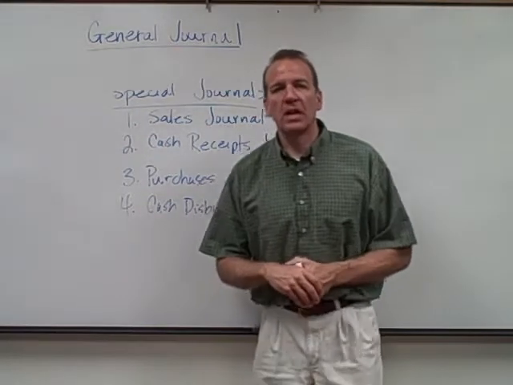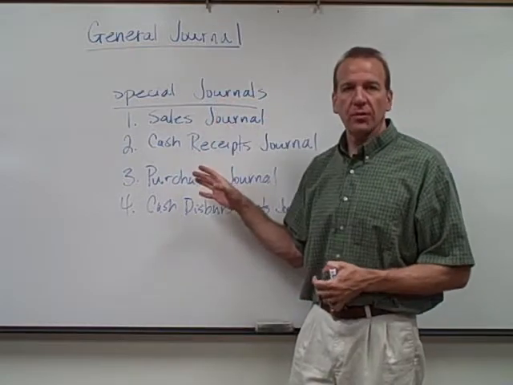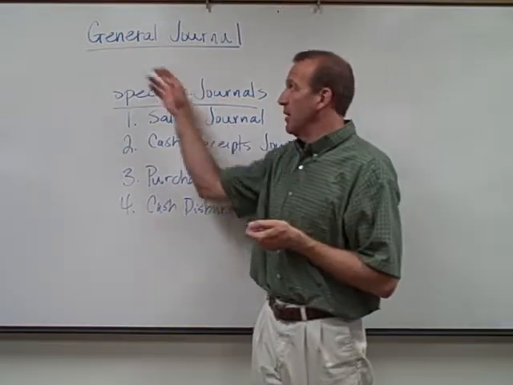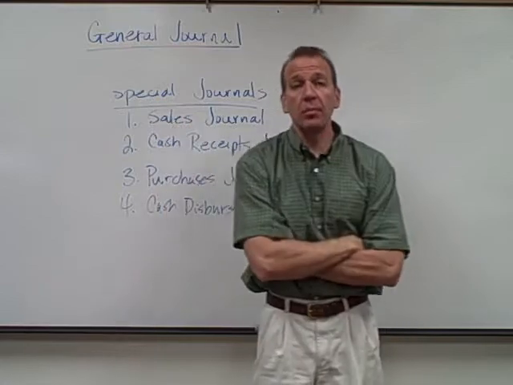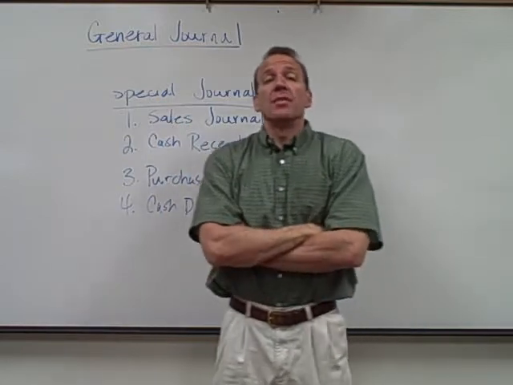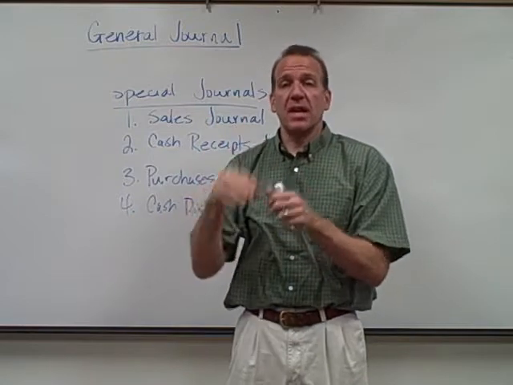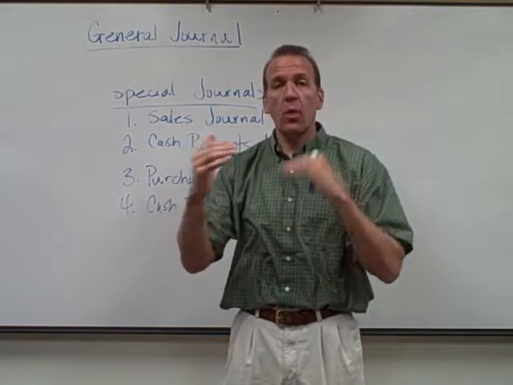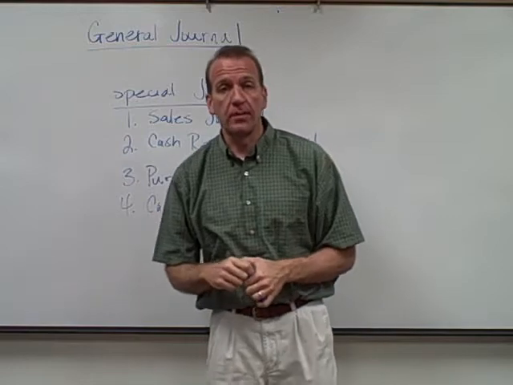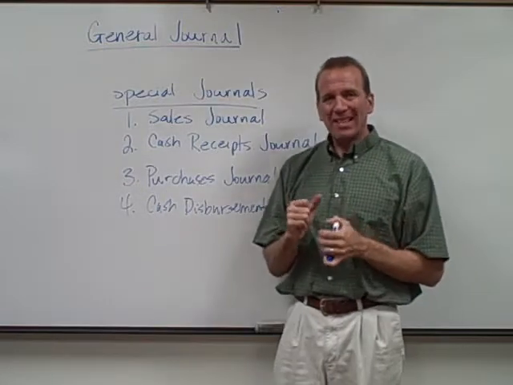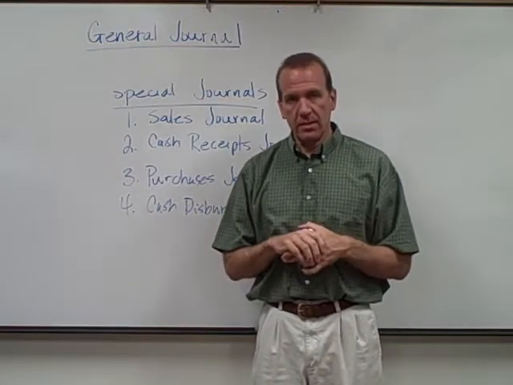In this next chapter, we're going to be looking at the special journals. But let's back up just for a second. First of all, in the previous chapter, we had the general journals. The general journal is where typically we record all of our transactions, every single transaction, the debit, the credit, one right after the other in chronological order. Now, that's not the most efficient way to do business.